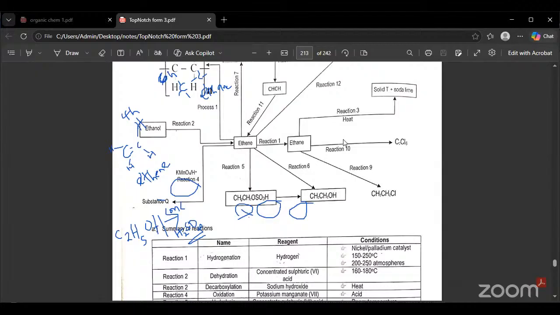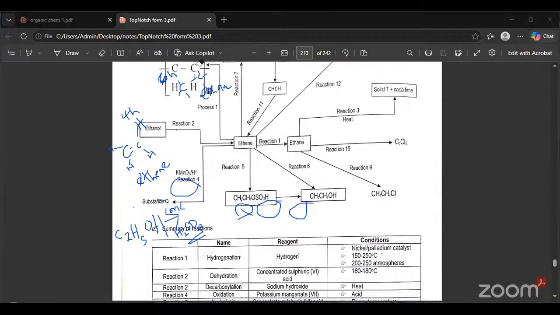So what I was saying, the processes that are here, the answers have been given. That is why I didn't want to do the same. For example, process 1, where we have ethene. Let me wrap that one so that it becomes easy.